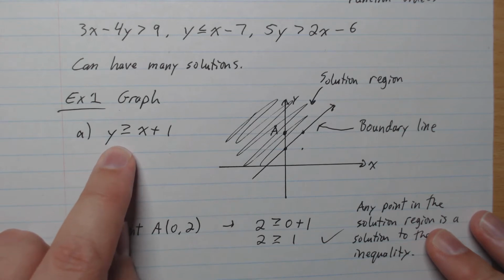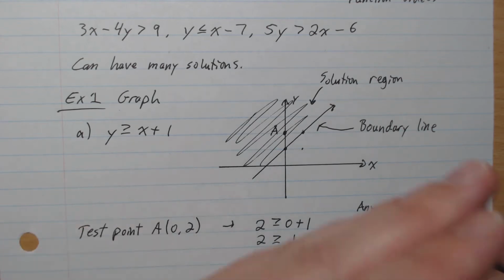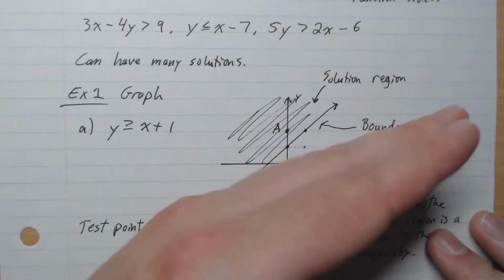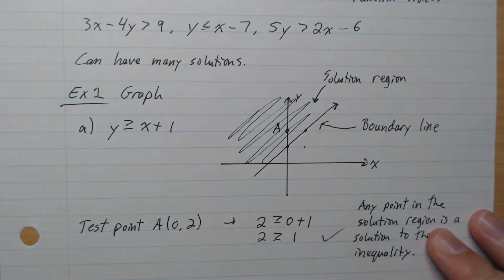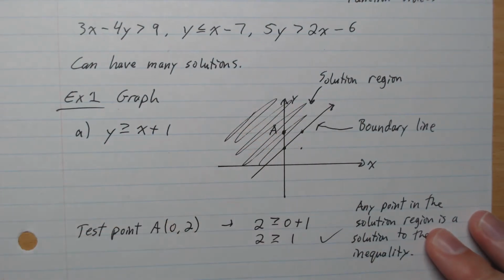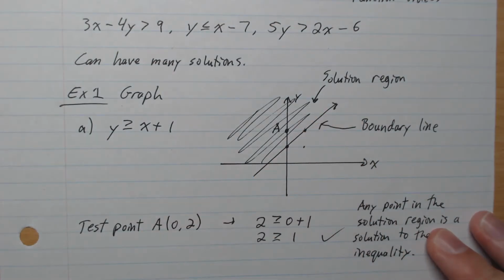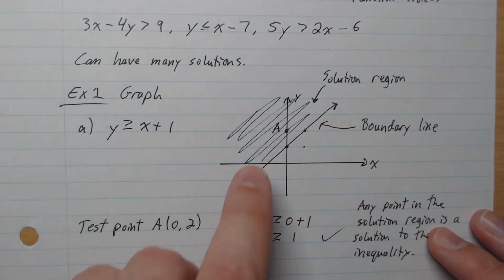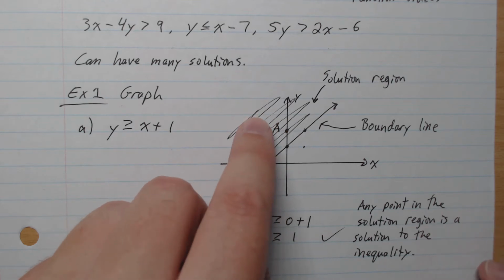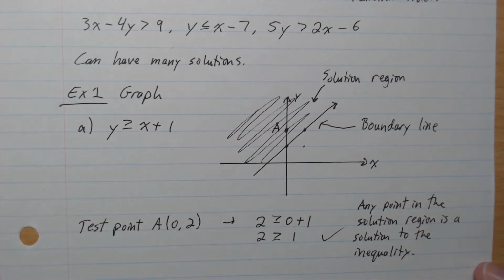Now, y greater than or equal to x plus 1, you can think of it as greater, so it's above the boundary line like that. And so this is our solution region. Y is greater than that boundary line. Any point in the solution region is a solution to the inequality.